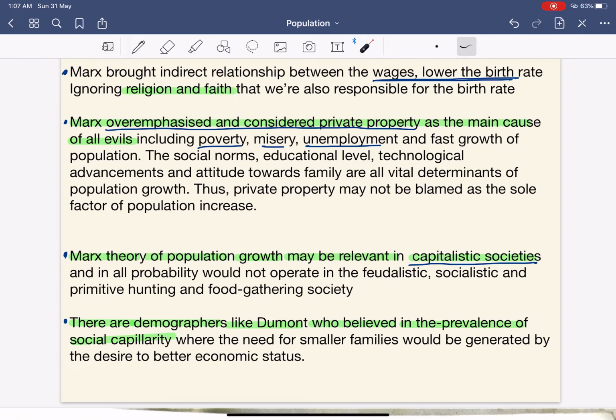Last but not least, Marx's theory on population growth may be relevant in the capitalistic society and in all probability would not operate in the feudalistic, socialistic, and primitive hunting and food gathering society. Please understand this. Marx's theory was based on the idea that if there is the existence of capitalism, then there would be high population growth. But this is not the context.